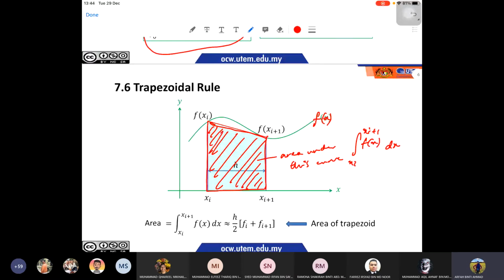This is your graph dan ini area yang awak kira, dekat bentuk trapezoid ni. So betul-betul tepat or not?